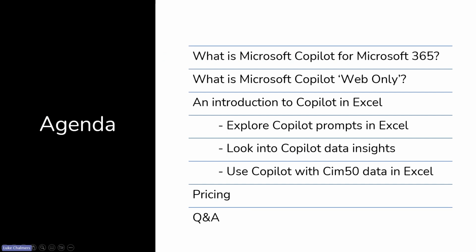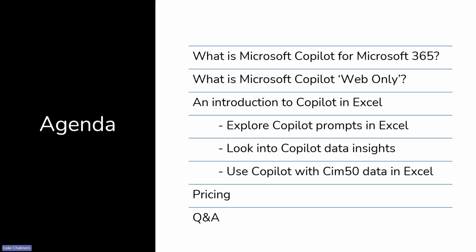So this is the agenda today. Microsoft launched Copilot last year, and this is their flagship AI product, and they are making a lot of noise about this at the moment. We will start the webinar by explaining what Copilot for Microsoft 365 is exactly, and then we'll show you what's called Microsoft Copilot Web Only, or simply known as the free version. This will give you an opportunity to test and play with Copilot before potentially making the jump to Microsoft Copilot for Microsoft 365.